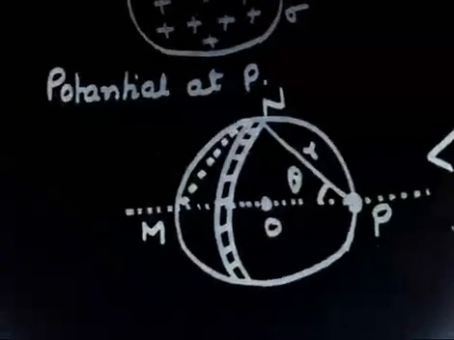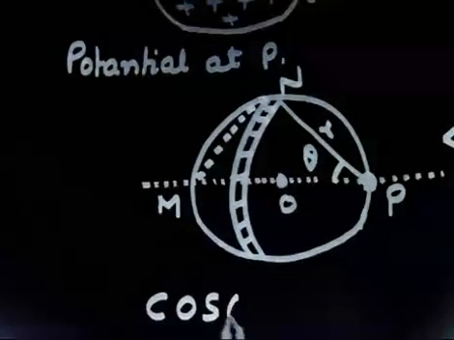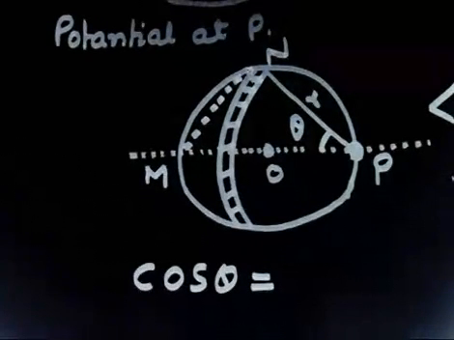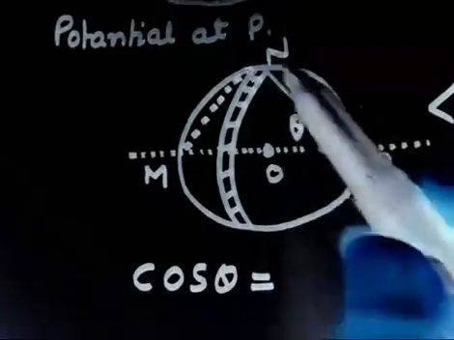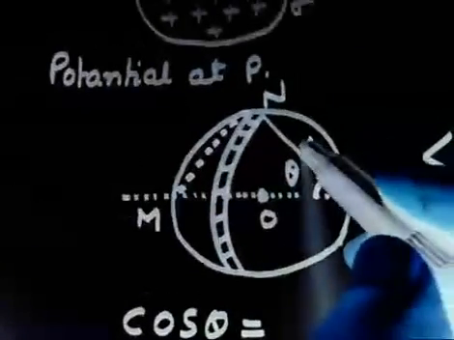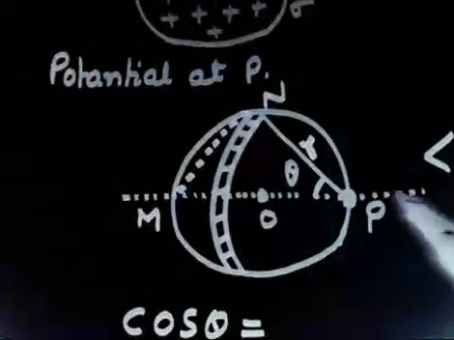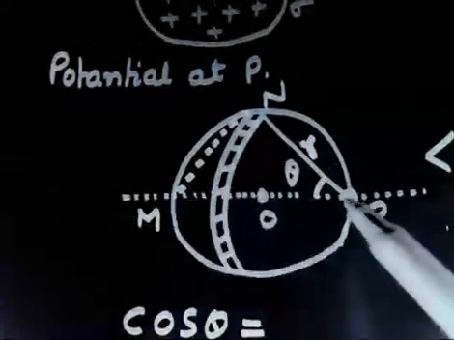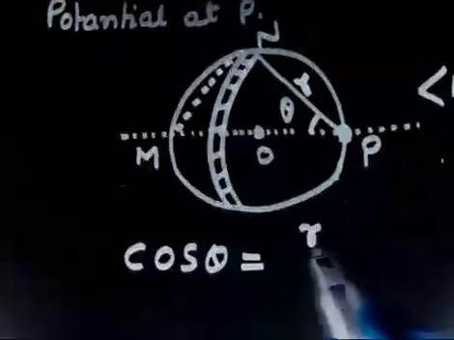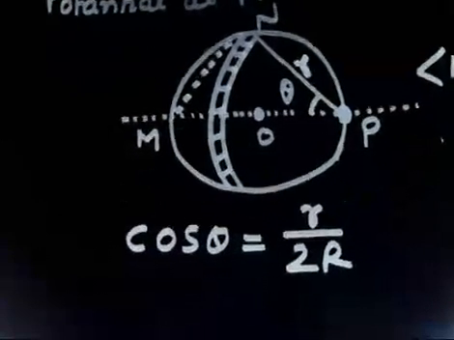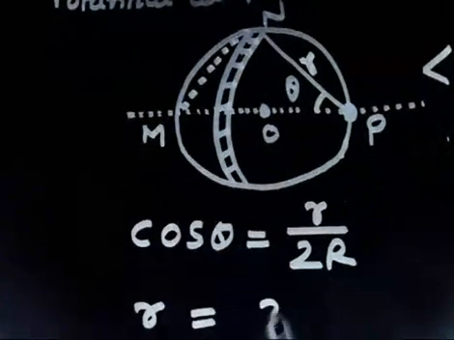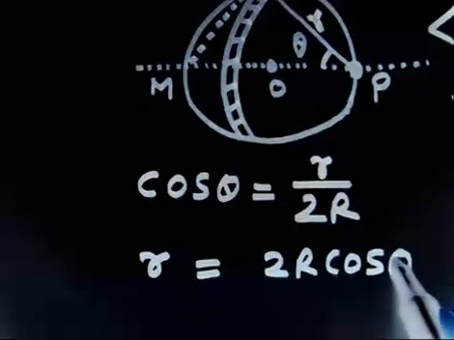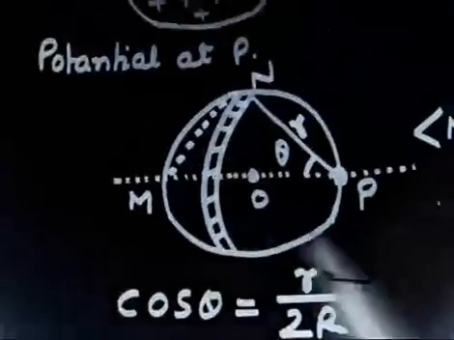So this is my triangle, and I can write cos theta. If I write cos theta, what will I write? This length is R, I have already said this length is R. So this will be r divided by the hypotenuse, that is 2r, the diameter. So r by 2r. So now I know r is nothing but 2r cos theta. Now what is the thickness of this strip?